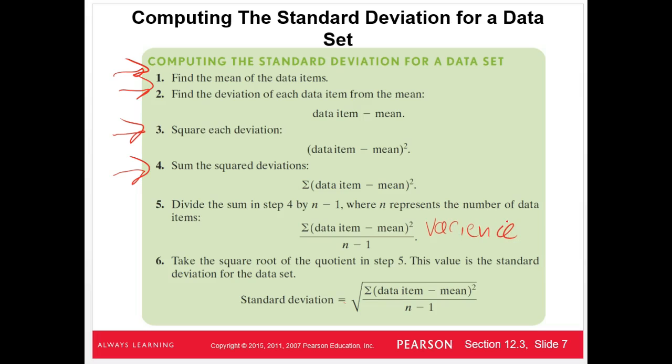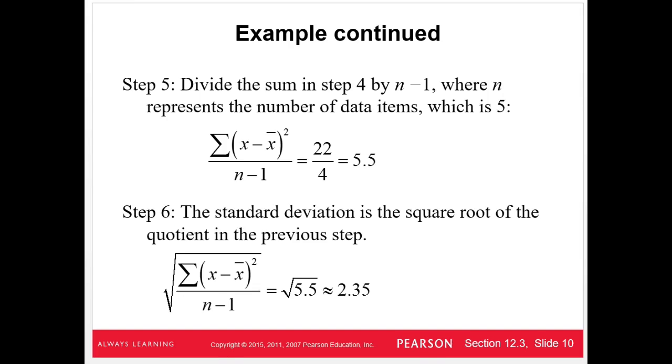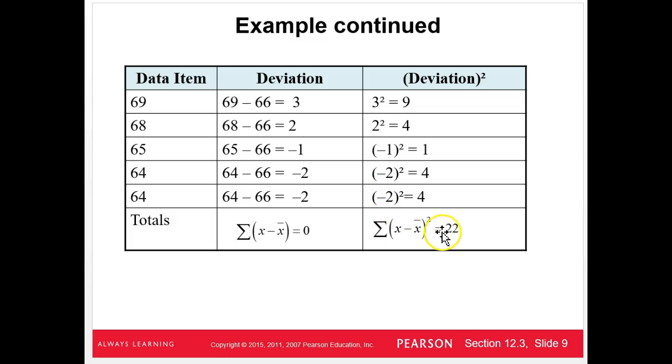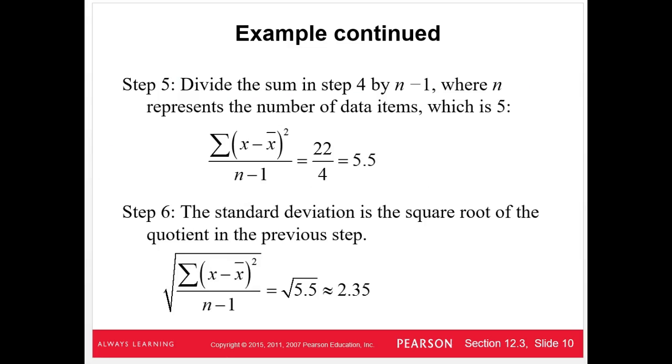V-A-R-I-A-N-C-E. And then if you take the square root of the variance, that is the standard deviation. So we take the square root of that 5.5, we get 2.35, and that is the square root of the variance, the square root of that sum of the squared deviations. So right here, when we squared everything, we divide after we've done that step. There were 5 measurements, 1, 2, 3, 4, 5. We're dividing by 1 less than that, and that's where that 4 is coming from. Then take the square root of that number, and there's your standard deviation.